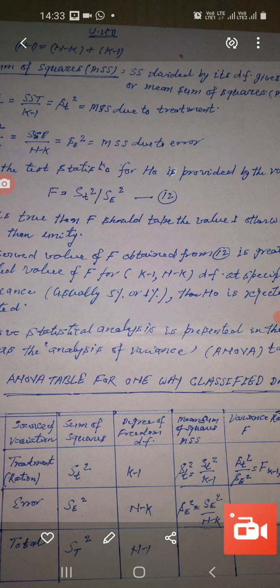Similarly, the treatment sum of squares, which is SST, is equal to 1 upon H summation I Ti dot square minus correction factor, which is equal to 1 upon H summation I Ti dot square minus G square by N. In the similar way, we can find the varieties sum of squares, SSB, which is equal to 1 upon K summation J T dot J square minus correction factor, which is equal to 1 upon K summation J T dot J square minus G square by N.